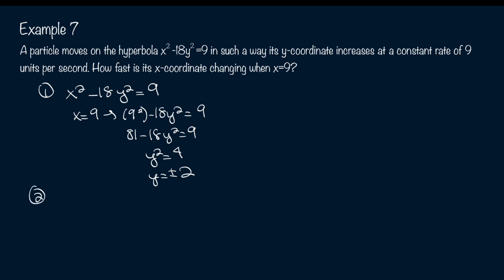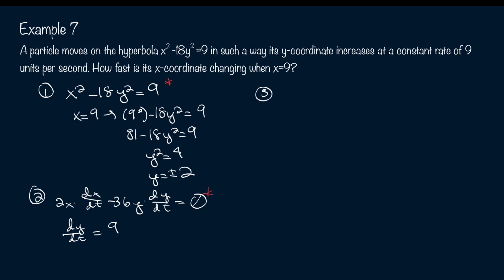Next, we want to take a derivative of our first equation. What we get is 2x times dx over dt minus 36y dy over dt equals 0. Now we can write the other things that we were given. We know dy/dt, our y-coordinate increasing, is equal to 9. And again, we already know that x is equal to 9. So we now take this equation and use it.